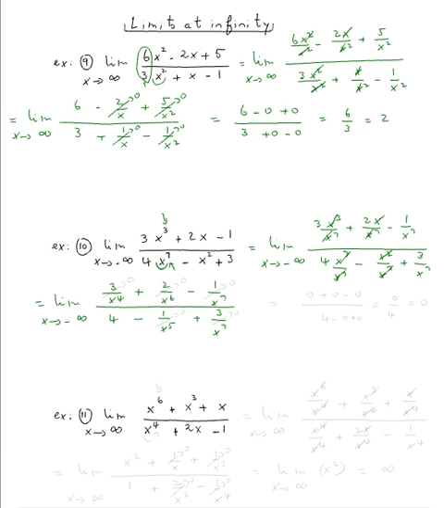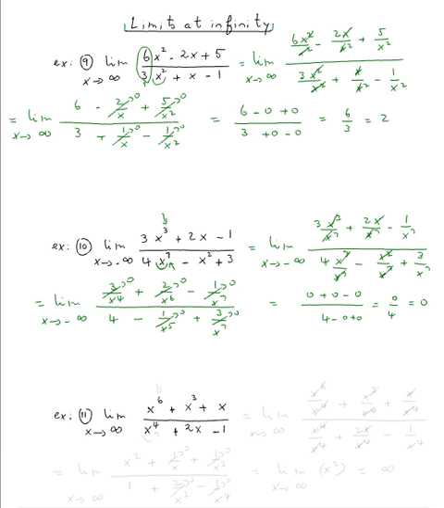Now same thing, we're going to use the previous limits. This is going to approach 0, 0, 0, 0, and then 0. So this is going to be 0 plus 0 minus 0 over 4 minus 0 plus 0, which is equal to 0 over 4, which is equal to 0. So again, here you need to notice every time the degree of the numerator is smaller than the degree of the denominator, you're always going to get a 0, but you still have to show your work.